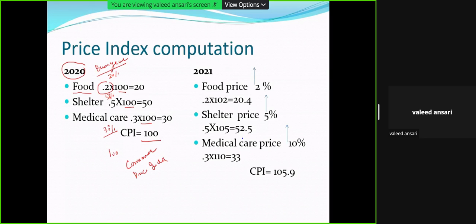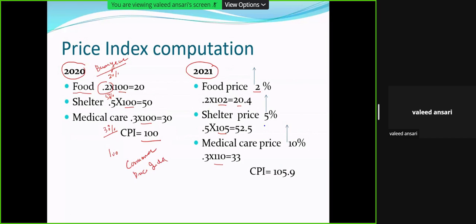Now, let us also assume that the price in the year 2021 has gone up, and you know how the percentage change in price is calculated: change divided by the starting point. For example, the price which prevailed in 2020 and then the difference, 2021 minus 2020, divided by 2020. Let us say that food prices have gone up from 100 to 102, and shelter prices have gone up to 105, and medical care 110. Now the weightages are already there, which show the importance of these items in the consumption basket of the consumer. The greater the weightage, the more important.